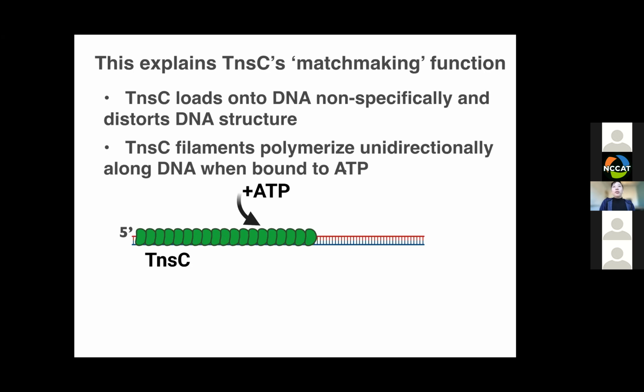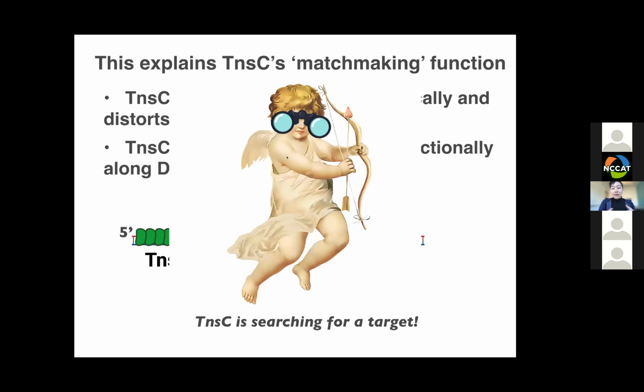I don't have time to explain all of the experiments that went into this, but we also know that the TnsC filaments polymerize unidirectionally, through some image analysis and Cryo-EM reconstructions that we did, but that can also be explained by other facts that I'll tell you later. In any case, to summarize, TnsC is essentially the matchmaker searching for a target at this stage. So that's the part of the story that explains its matchmaking function.